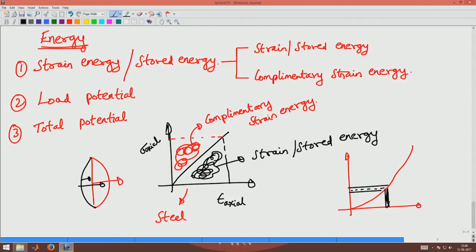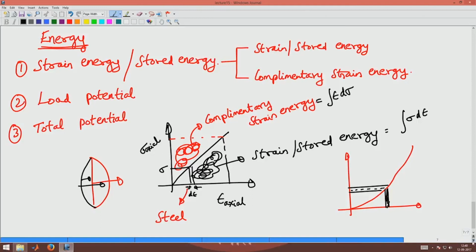Now, how do you compute this area or that area? To compute the strain energy, I have to do the integral of sigma d epsilon, right, because I am varying epsilon here, this is d epsilon, and that is the value of stress at that particular point. I sum that up to get the strain energy. Similarly, to find the complementary strain energy, I have to integrate epsilon with respect to the stress.